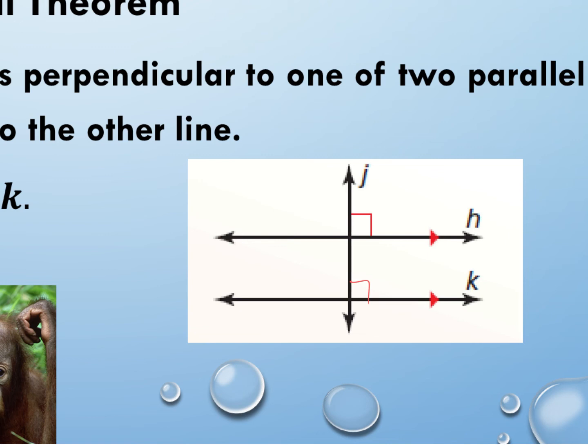I mean, think about it. Aren't two parallel lines facing the same direction? So if a line cuts them, they should have the same angles everywhere, right? So therefore, they both must be perpendicular.